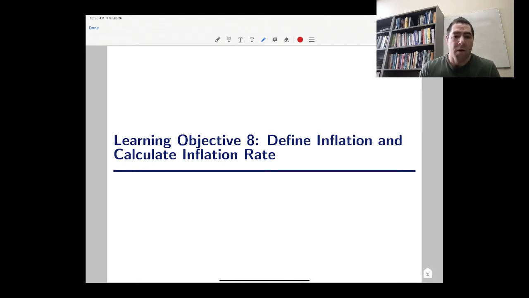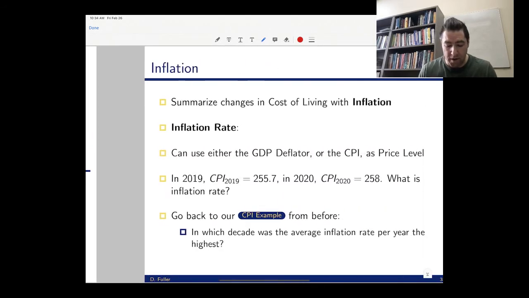There's a little bit less conceptual information in this little section of the course than, say, in supply and demand. Okay, so learning objective 8, we're going to put all of this price level information together to define and calculate inflation, which is an important metric that we use in macroeconomics.